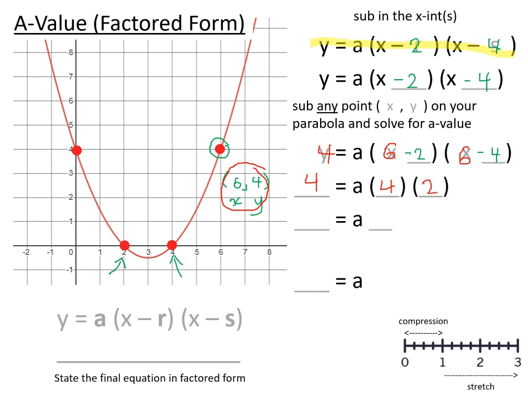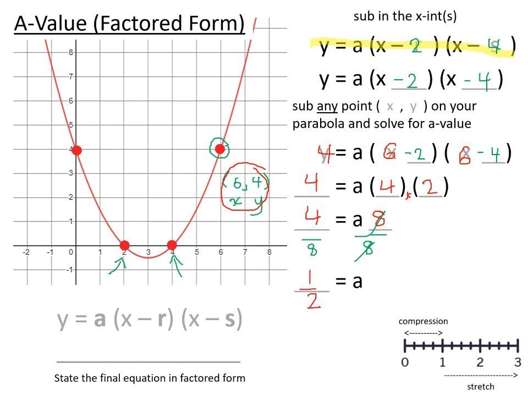Next, we want to simplify this because there's actually a hidden multiplication between these numbers, which means that simplifies to 4 times 2, which is 8. Next, we want to solve for a, and we can do that by dividing both sides by 8. These 8's cancel out, and we are left with 4 over 8, which simplifies to just 1 over 2.